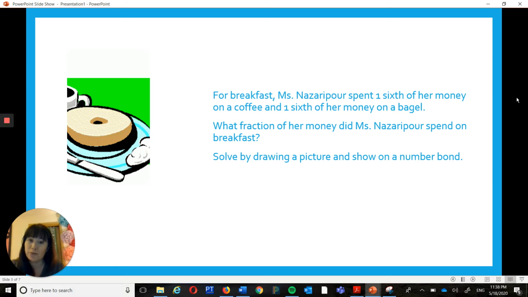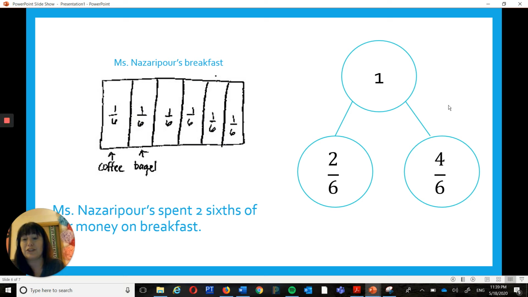Okay, third graders, I hope that you have both a picture, like a fraction strip, and a number bond. So you'll be telling me not only, remember, how much money I've spent on breakfast, but also how much money I have left. If you haven't done that yet, that's okay. Go ahead and pause again and solve for both things. Here's the answer that I came up with.